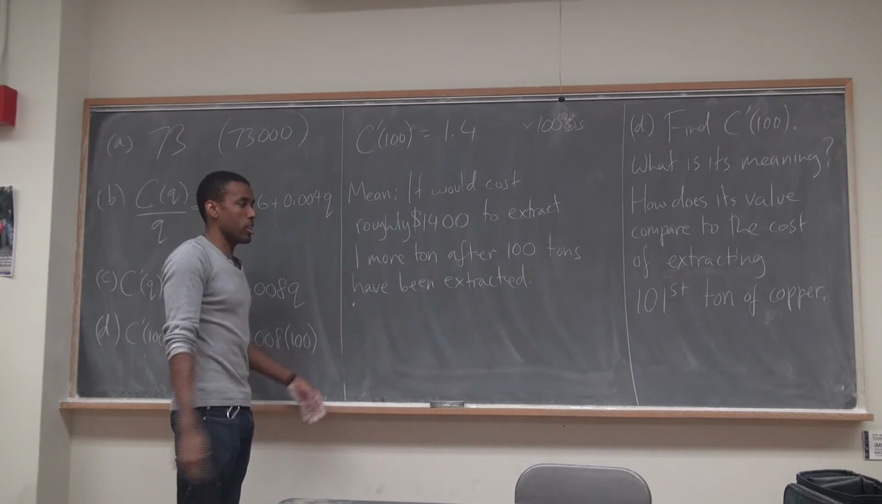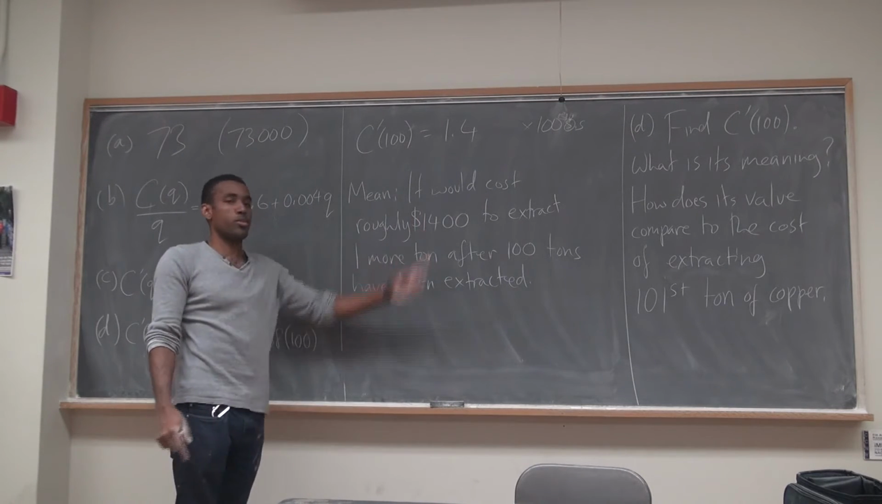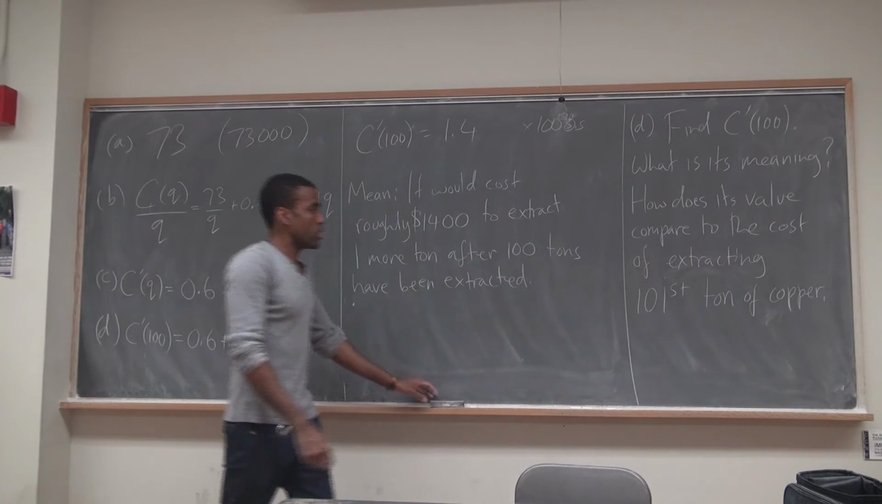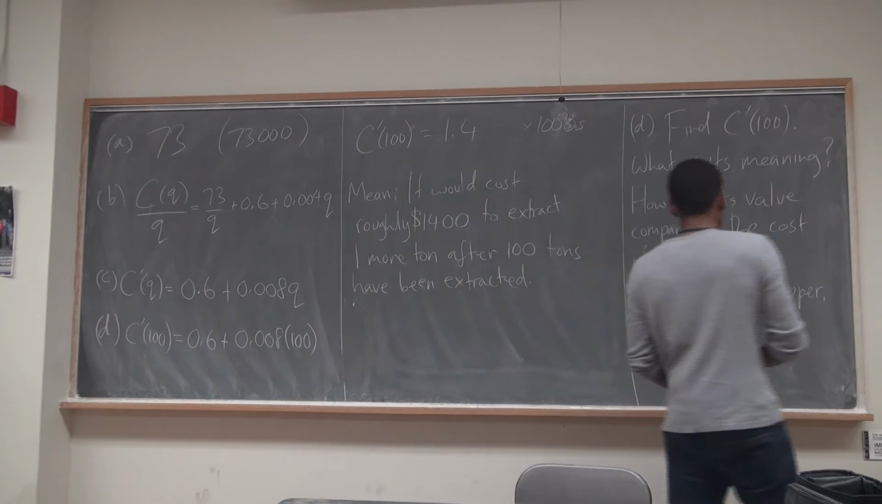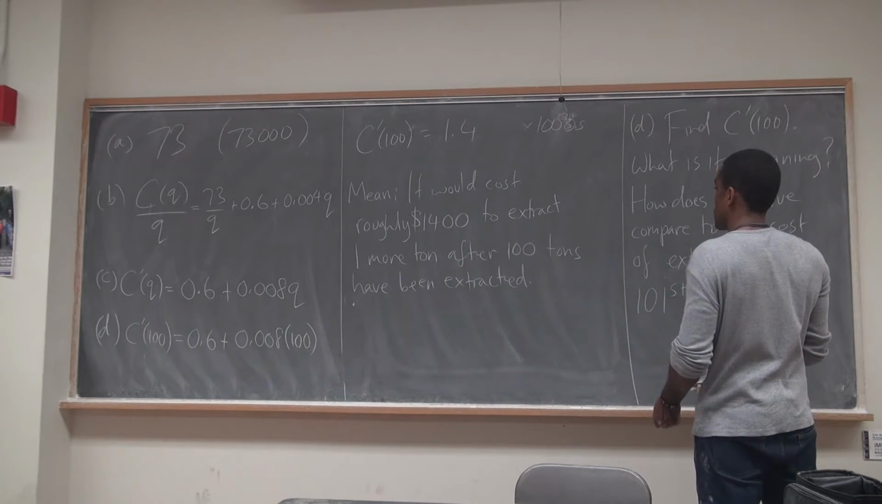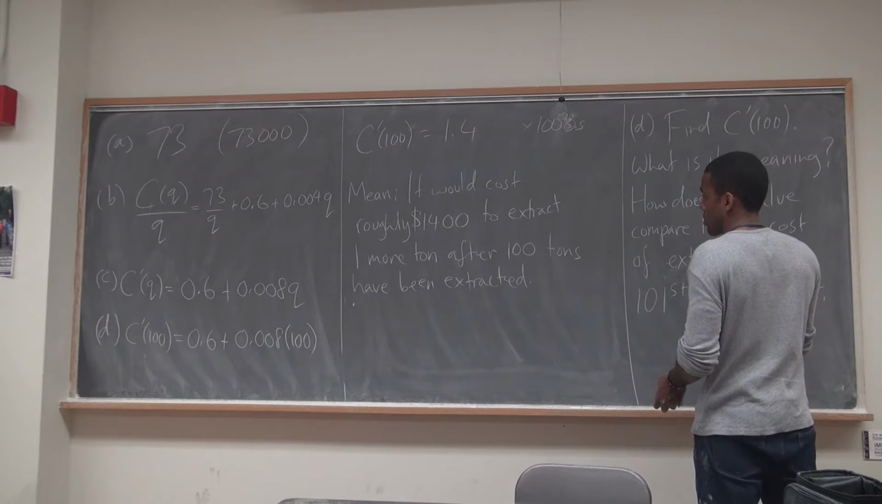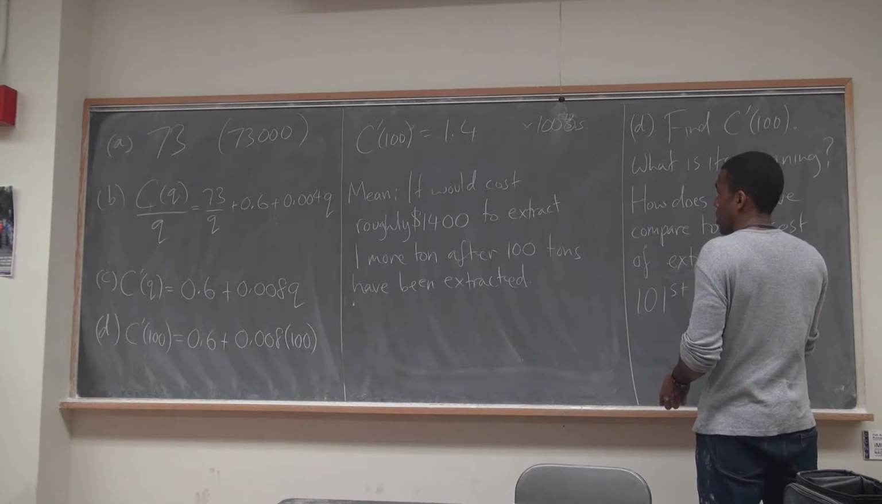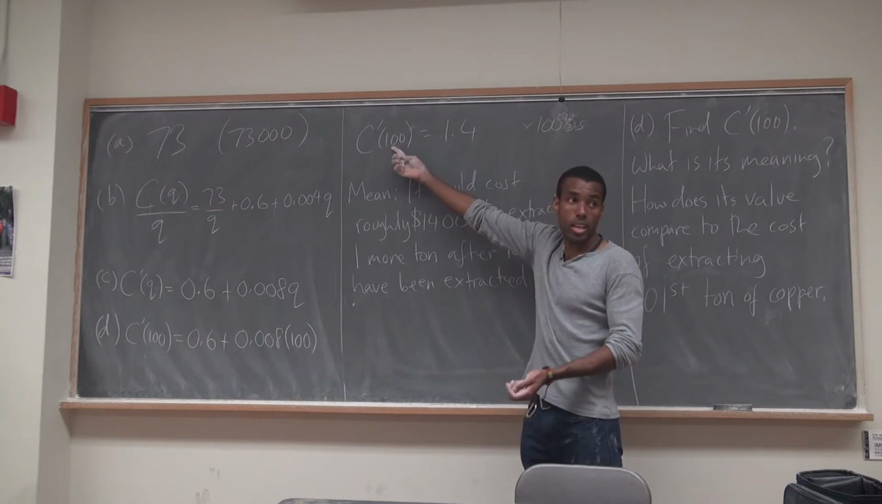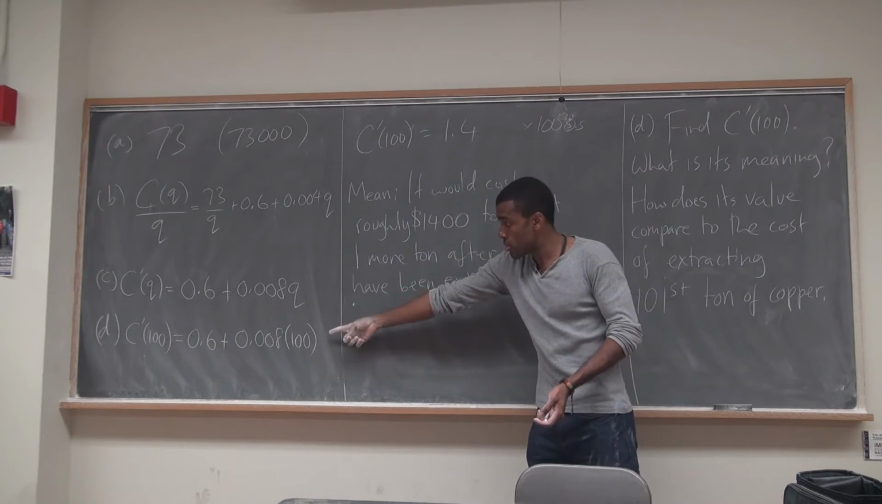So you already have 100 tons. Let's go for one more. It's going to cost you about 1,400. How does one find out what the marginal cost was to extract the 100th ton after 99 tons have been extracted? Oh, it would just be plugging 99 into that function.